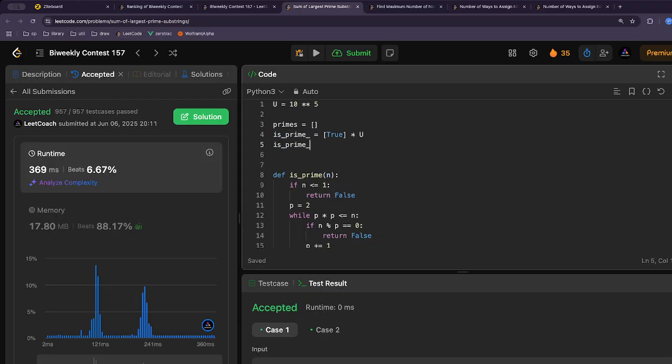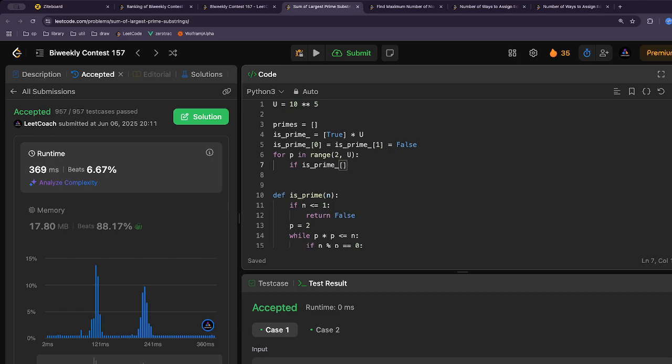Except for, so we mark down 0 and 1. We cross them out because we know they are not primes, and then we start from 2. And if it is a prime, means that it was not crossed out, then we go over all its multiples and we cross them as not primes, right?